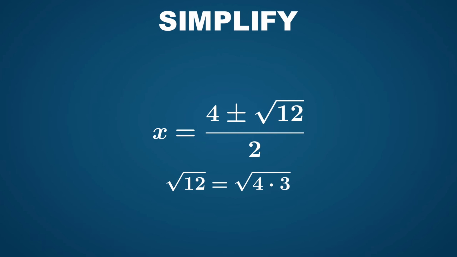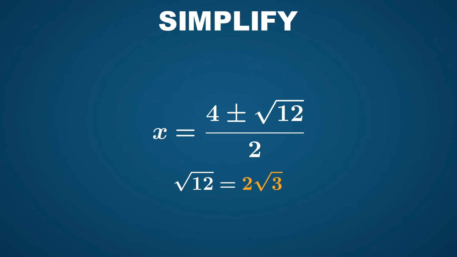Within that list, the number 4 is the largest perfect square. We can rewrite the number 12 as the product of 4 and 3. Therefore, the square root of 12 is exactly the same as the square root of the quantity 4 times 3. According to the properties of square root multiplication, we can split this into 2 separate radicals. It becomes the square root of 4 multiplied by the square root of 3.